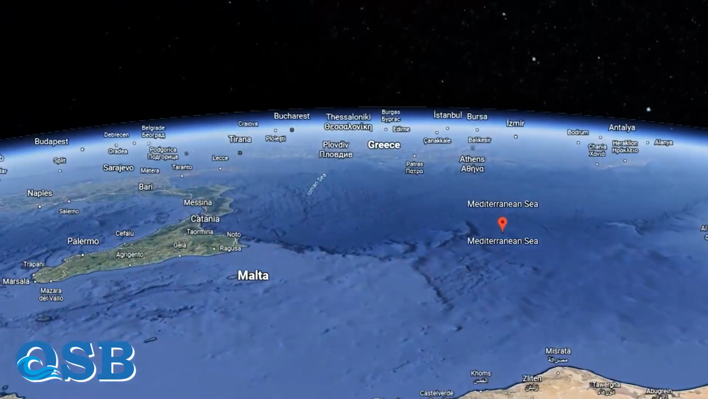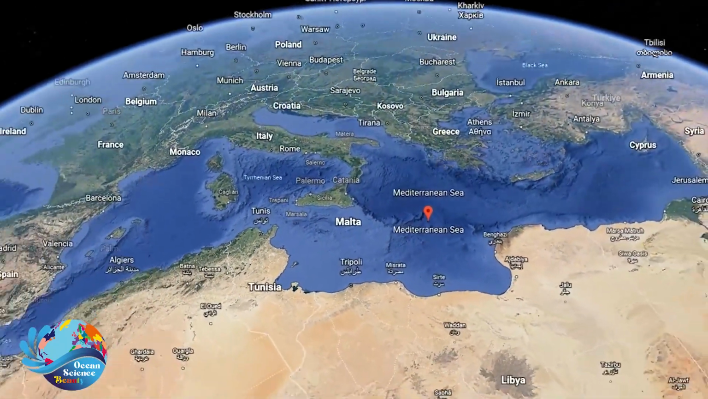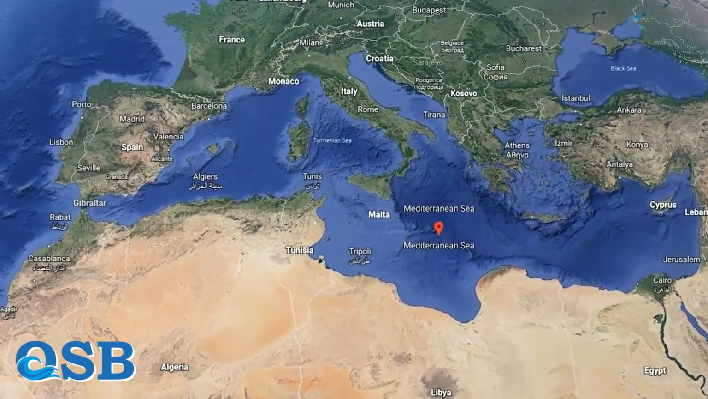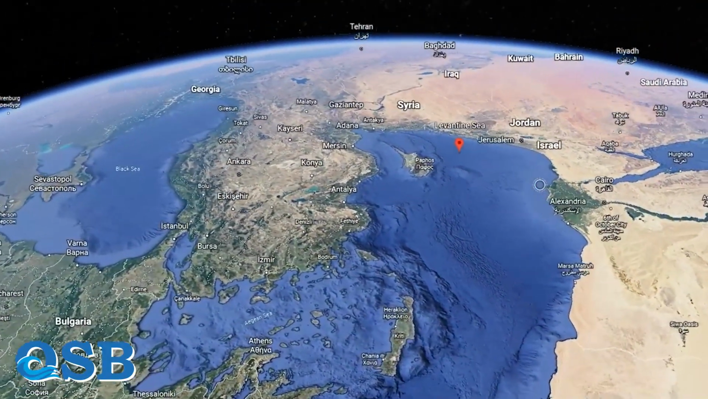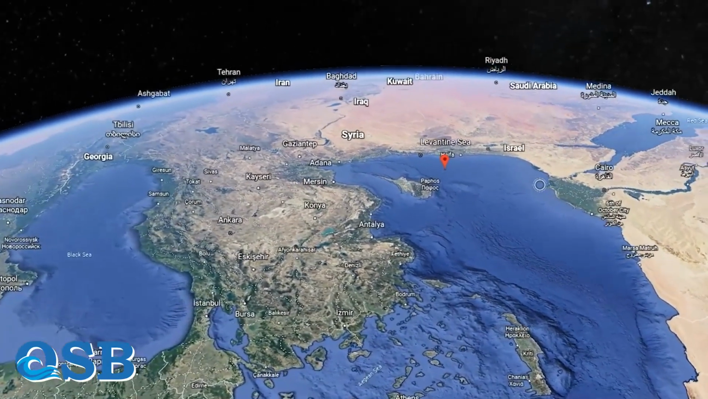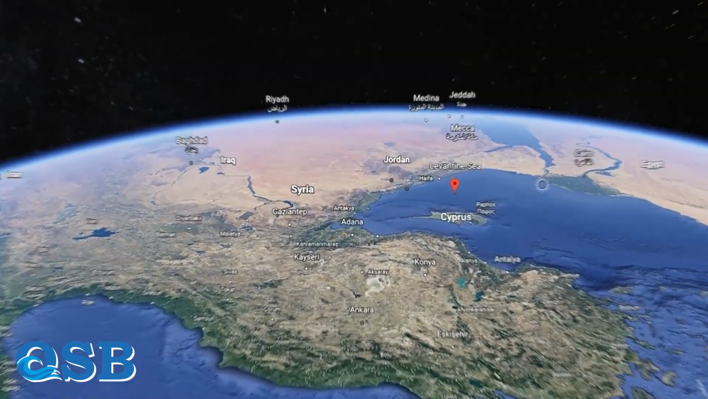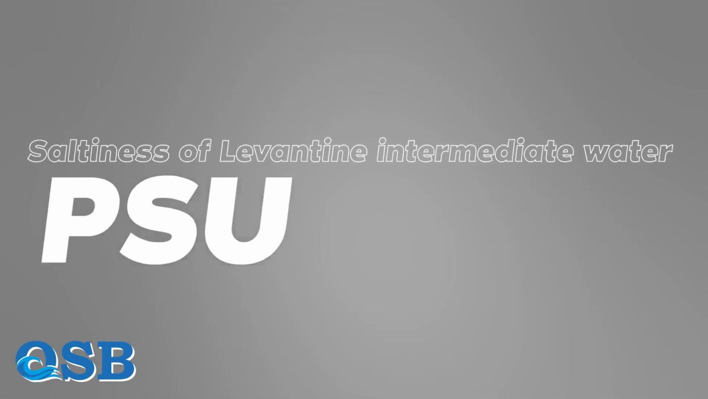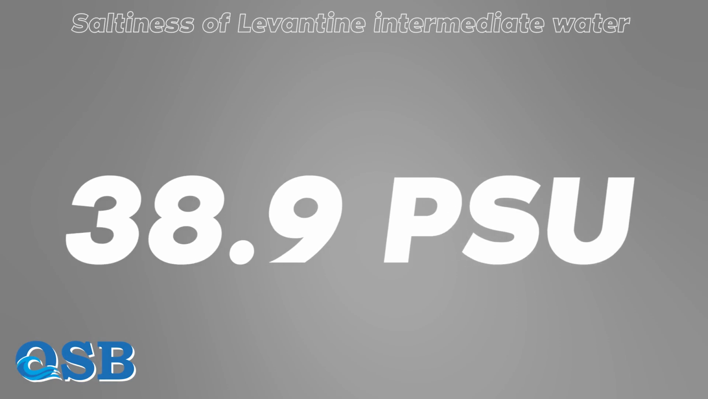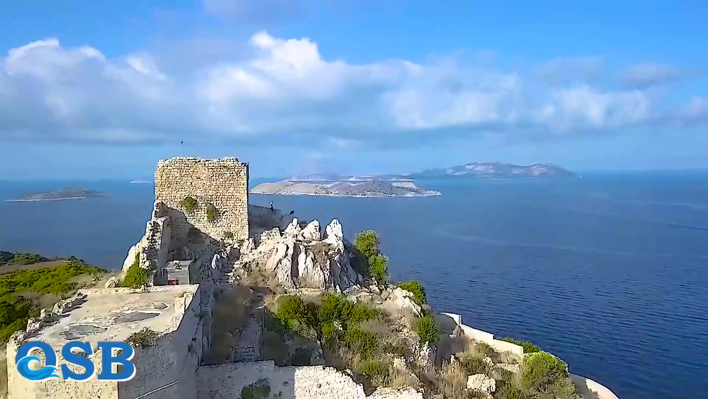We have 3 different intermediate waters in the Mediterranean Sea, including the Western Mediterranean Intermediate water, Cretan Intermediate water, and Levantine Intermediate water. Among them, Levantine Intermediate water is the most voluminous water. Identifying this water would be easy in the Mediterranean Sea due to its exclusive physical features. The main feature of this mass is that it is the warmest and saltiest in the whole basin. The salinity of Levantine Intermediate water is 38.9 psu. Rhodes Gyre could be the central place to form Levantine Intermediate water.